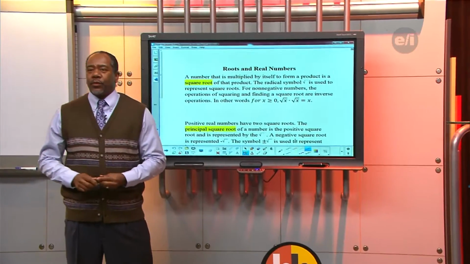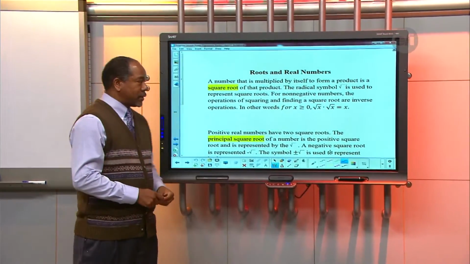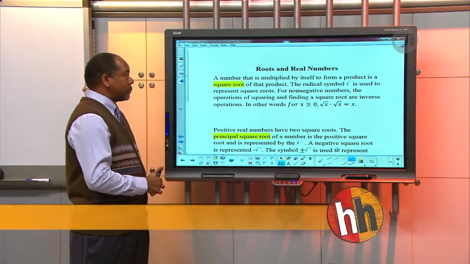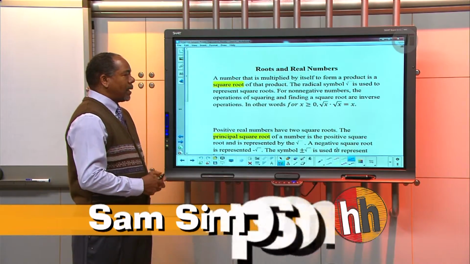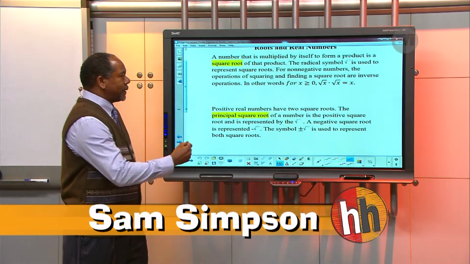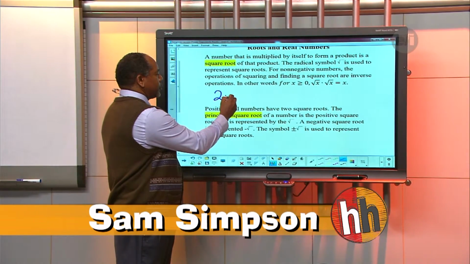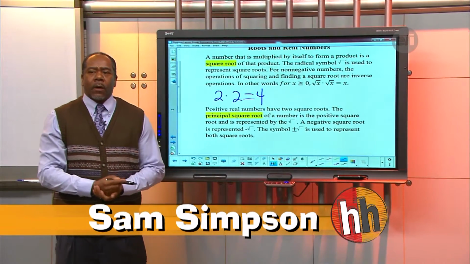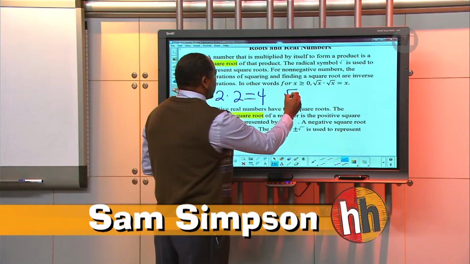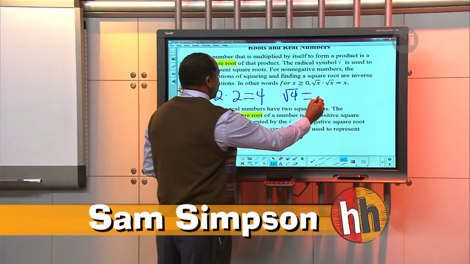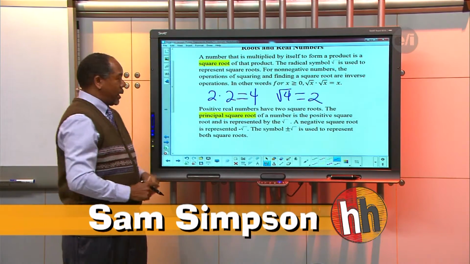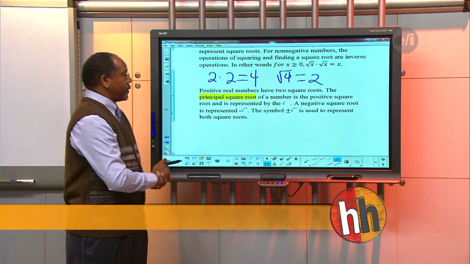Roots and real numbers. A number that is multiplied by itself to form a product is a square root. That's something like 2 times 2 is equal to 4. So the square root of 4 is 2. And we'll talk a little bit about why that is and give you a better understanding of that.